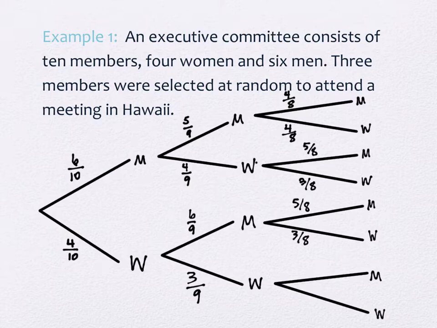Okay, on the bottom here, I've selected 2 women. So I've selected 2 women. How many men are left in the basket? The same 6 that we started with, out of 8. And how many women are left in the basket? 2.